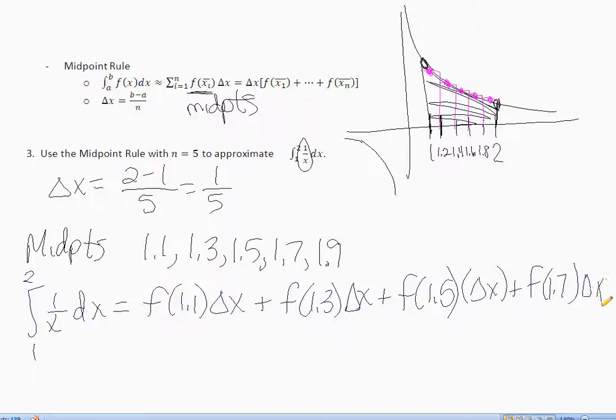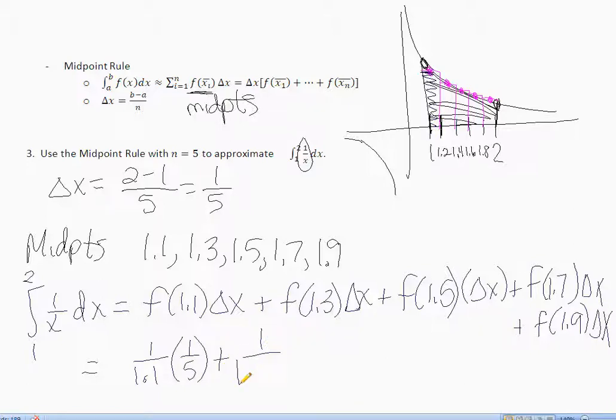1.7 delta x plus f of 1.9 delta x. Now plug your numbers in. What's f of 1.1? So plug 1.1 into the function. So it would be 1 over 1.1 times delta x, which is 1/5. That's the area of this first rectangle right there. Next one, plus 1 over 1.3 times 1/5. It's the area of the next rectangle, right here, this guy. So on and so forth.